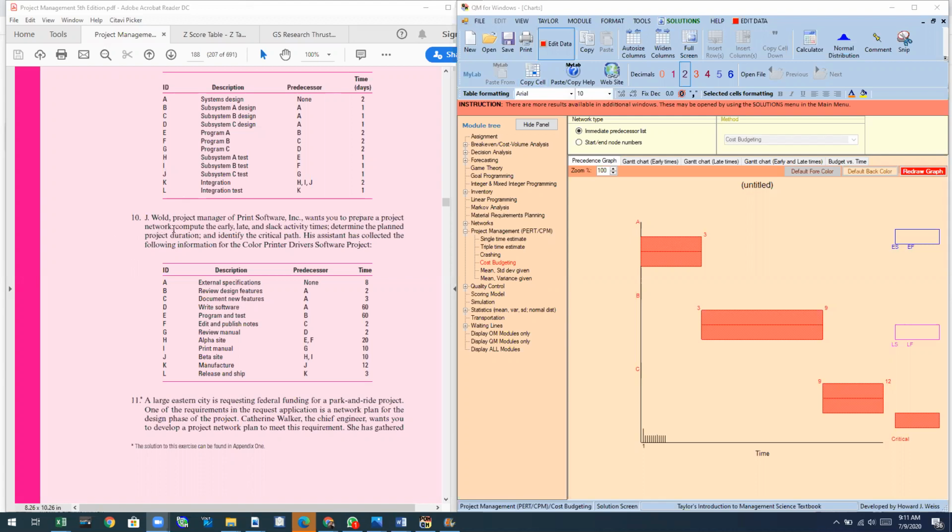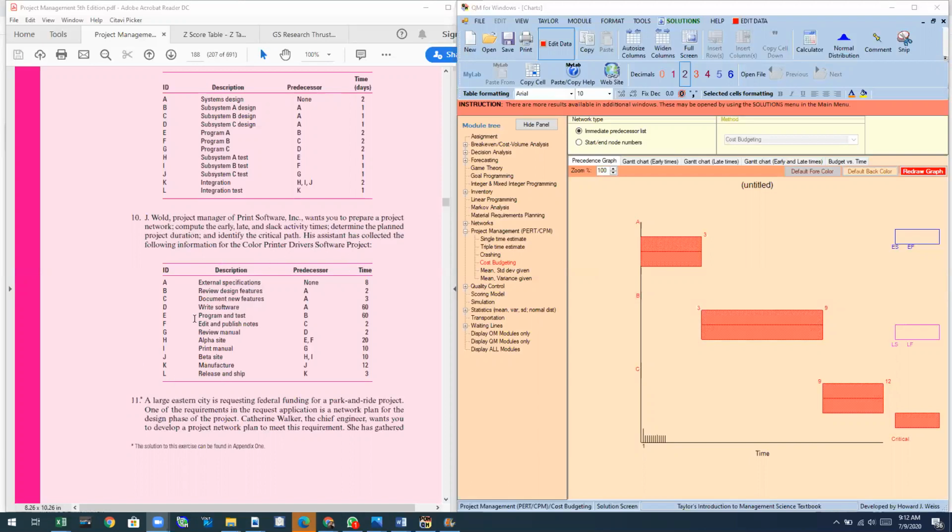Jay Wald is a project manager at Print Software Incorporated. He wants you to prepare a project network and compute the early, late, and slack activity times. He would also like you to determine the planned project duration and then identify the critical path. His assistant has collected the following information for the color printer drivers software project.